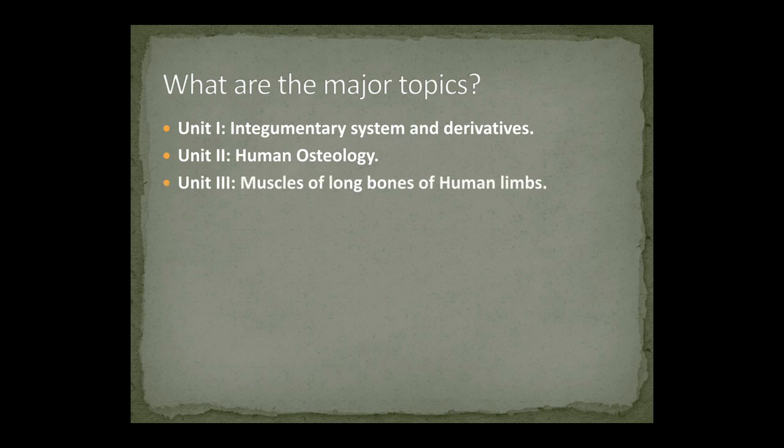The third unit is muscles of long bones of human limbs. Again, a specific unit related only to human musculature. And the last, the fourth unit, is developmental biology of chick. Developmental biology or embryology of chicken, or birds, or Aves, only about it.